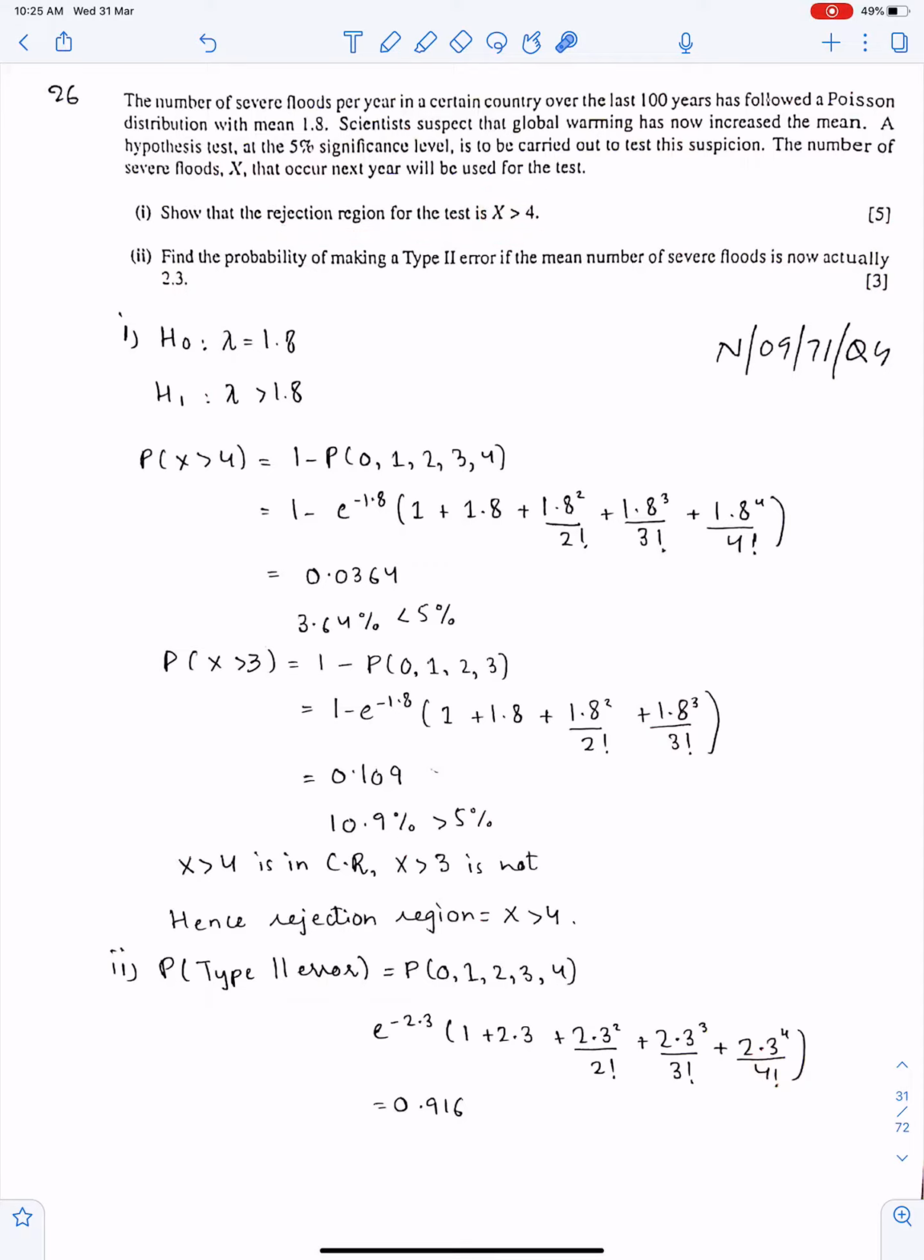This is so simple, you just need to get this probability, X greater than or equal to 4. X greater than or equal to 4 means the numbers are 4, 5, 6, 7 to infinity. So in Poisson, we find the probability in this way: 1 minus the probabilities of the numbers which are not in this list. So this is the probability of the rejection region. Find the next part.